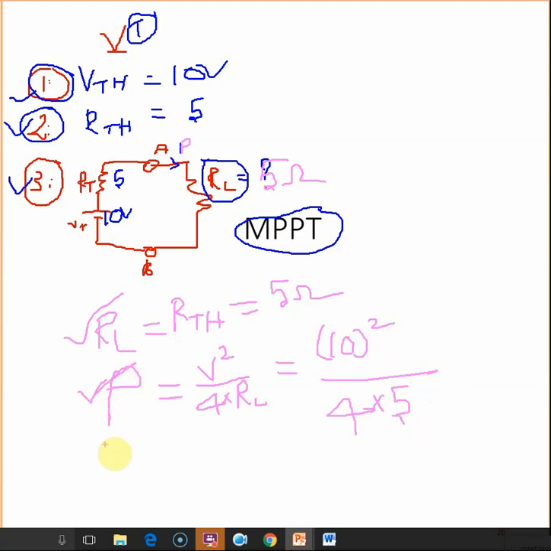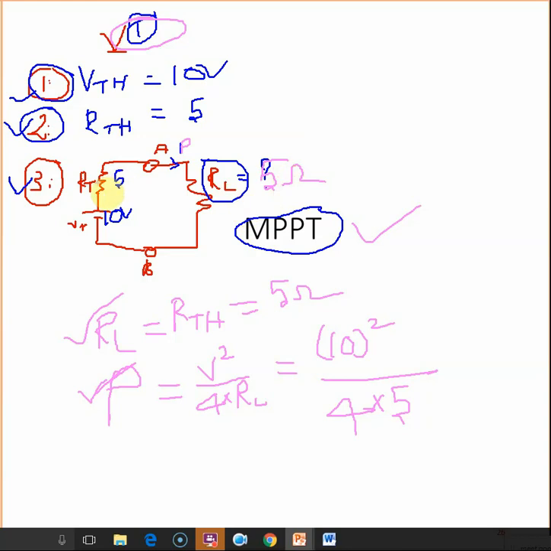Very simple. Once again, I will repeat. For the maximum power transfer theorem, you need to proceed with Thevenin's theorem: step number 1, step number 2, step number 3. You need to complete them. In your given problem, is the RL value given? No, they never give it to you. They will ask you to find out the RL value.